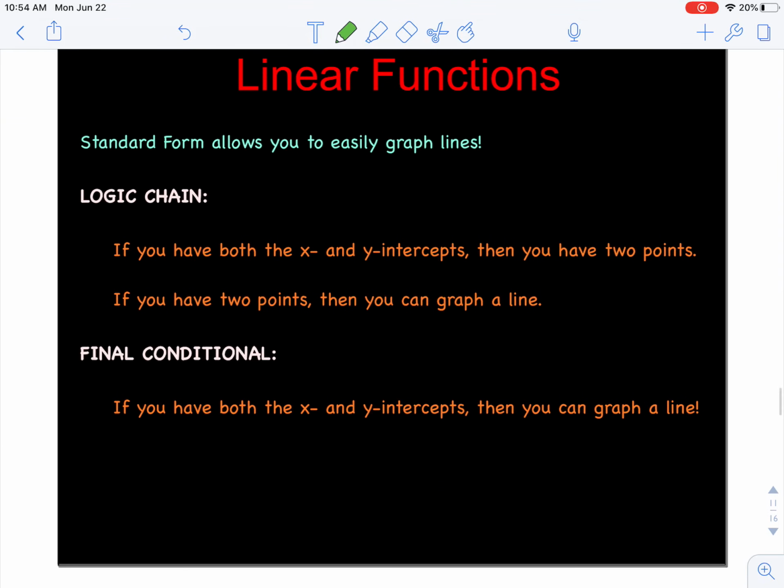So here's a little refresher on logic chains. If you have both the x and y intercepts, then you have 2 points. If you have 2 points, then you can graph a line.